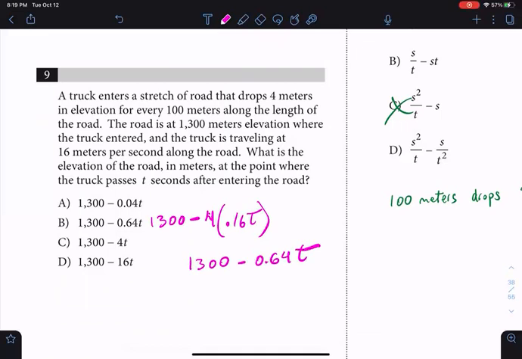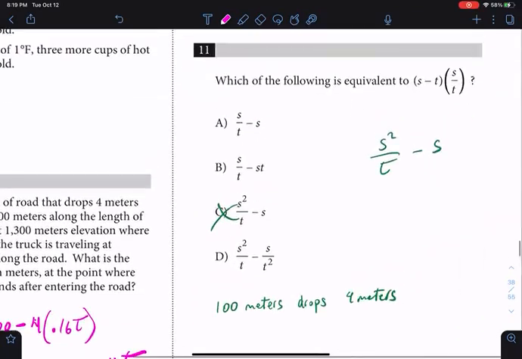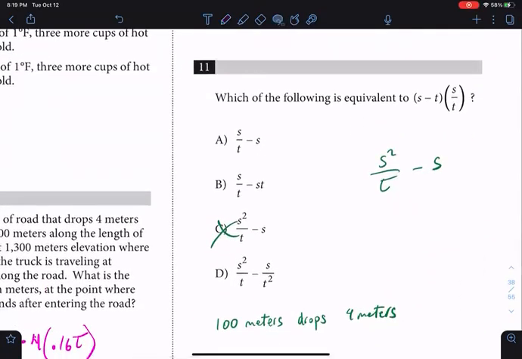Your rate should be, yeah, that's 16 per second, right? So that's your rate. Remember the rate should be 16 over 100, so that's 0.16. And then the t, right? So that should be 0.64t. If you have a question about this, you can ask me tomorrow. Okay, next.